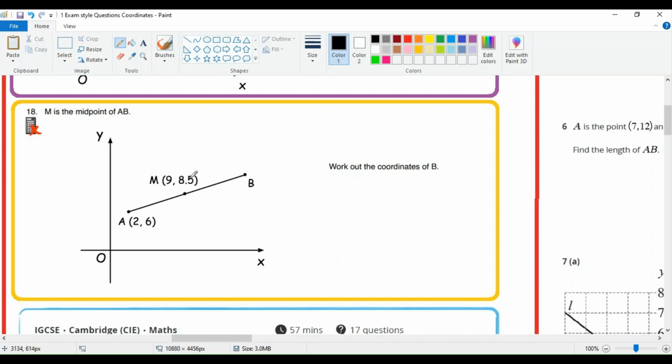Okay, fine. So now look at this carefully. 2 has become 9. That means 7 has been added to this. That means 9 plus 7 should be giving us 16. So x is 16. Now 6 has become 8.5. That means 2.5 has been added to this. So 8.5 plus 2.5 is giving us 11. So this is the coordinate of point B. Moving on to the next.